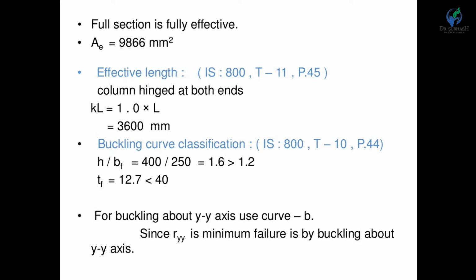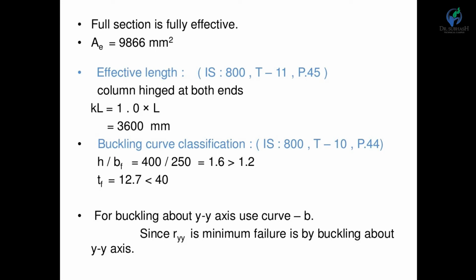Now next find the effective length. According to table number 11, page number 44, we find effective length KL is equal to 1 times L, because the end condition given is both ends hinged. So effective length we calculate as 3600 mm.